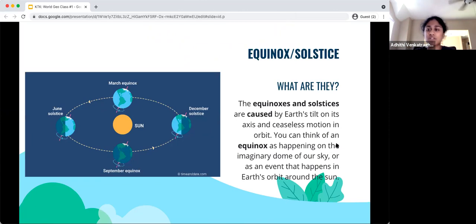So equinoxes and solstices are what help us determine our seasons. The March equinox, you would say, is the spring equinox. The December solstice would be the winter solstice. The September equinox is the autumnal equinox, and the June solstice would be the summer solstice.